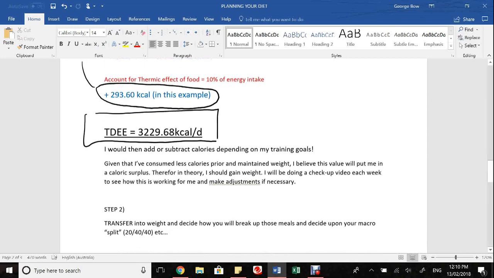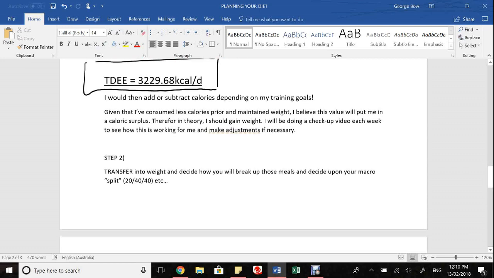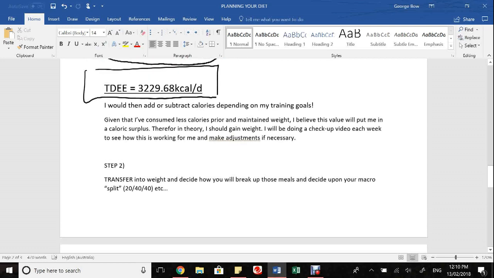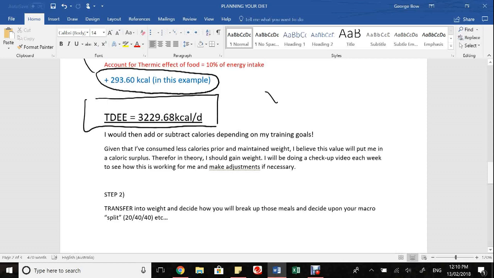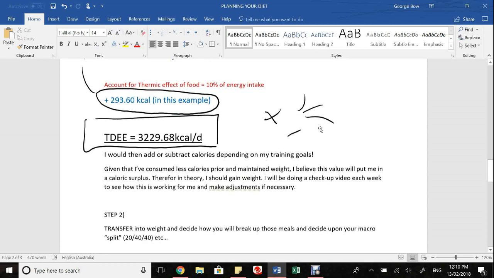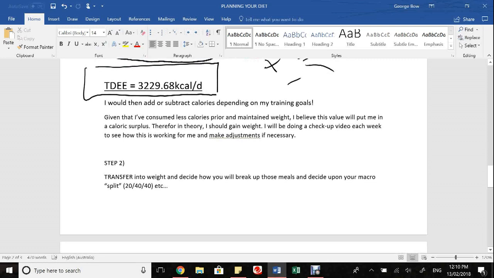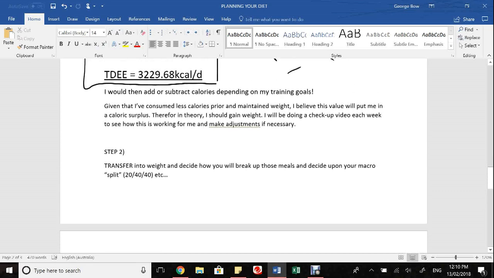So just over 3,200 calories a day is how much my body is using according to this equation. So I would then take that value and either add or subtract depending on my training goals. So if I wanted to gain weight or build muscle, I would add calories to that. Depending on how quickly I wanted to do that, it would depend on how many calories I add. And the same thing if I wanted to lose weight or cut body fat, I would minus calories from that. So I could maybe take it down to 3,000 or 2,700, depending on how quickly I wanted to lose weight.